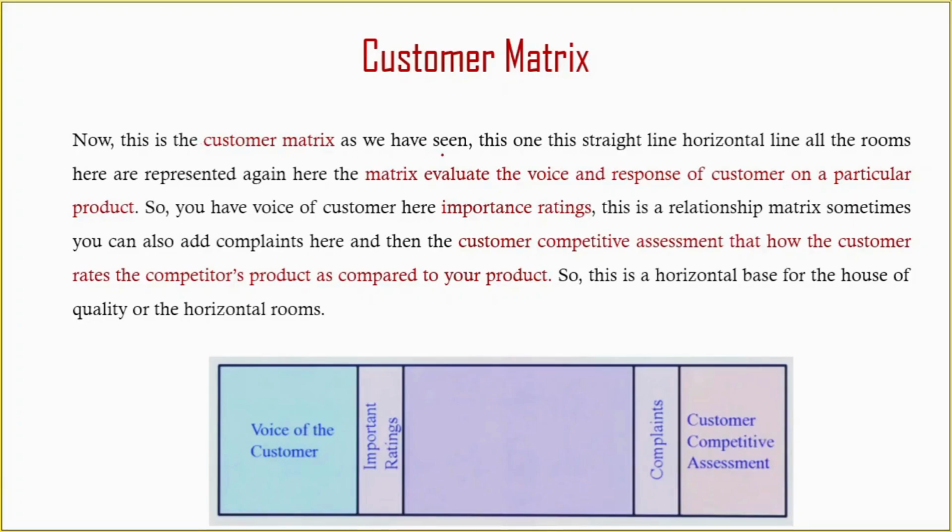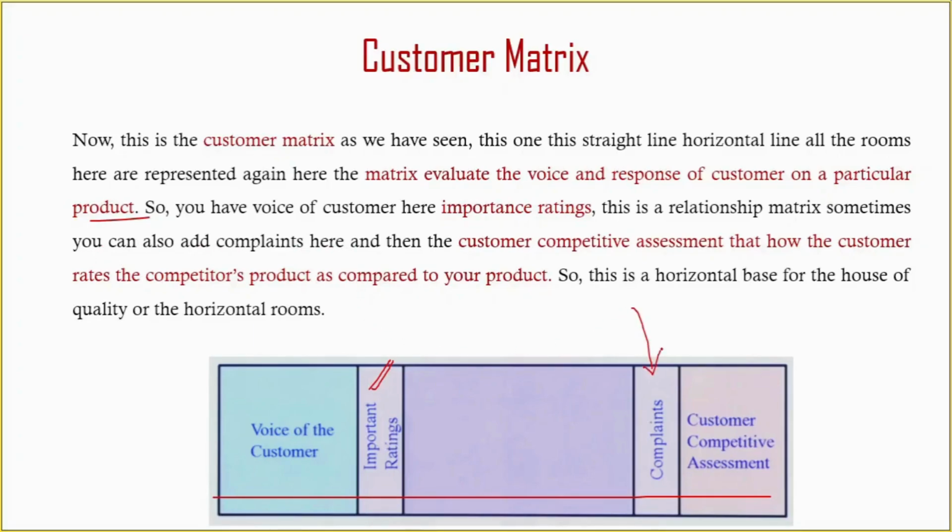As we have seen, this one is the straight line in the house of quality. Then all the rooms here are represented again in the matrix to evaluate the voice and response of the user on a particular product. Suppose you are developing a pen, and users are saying something related to the pen. So you have a voice of customer. Here, importance rating is the second point. This is a relationship matrix. Sometimes you can also add complaints here.